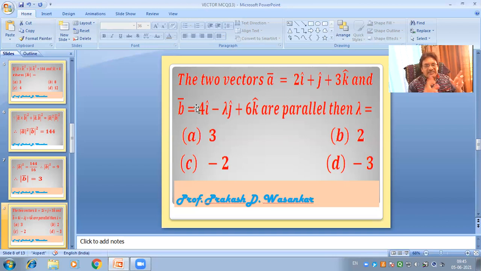We find this cross product with the help of a determinant: in the first row i, j, k. In the second row we write the scalars of A bar, that is 2, 1, 3. In the third row the scalars of B bar, that is 4, minus lambda, 6. Then we evaluate this determinant, and this determinant equals 0. Then we get the value of lambda.